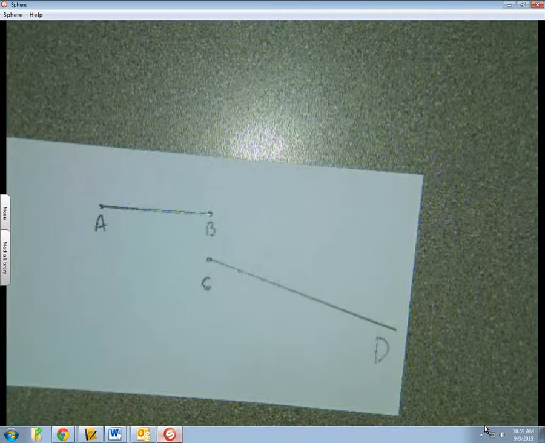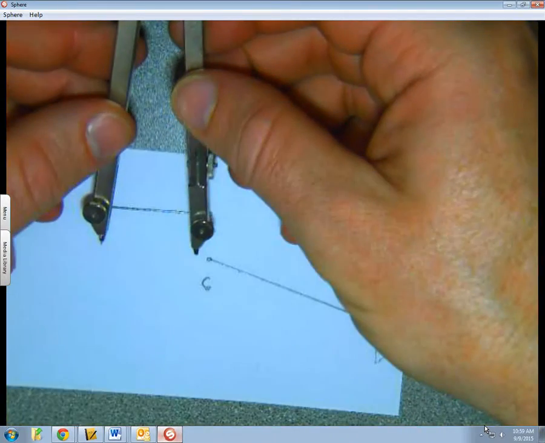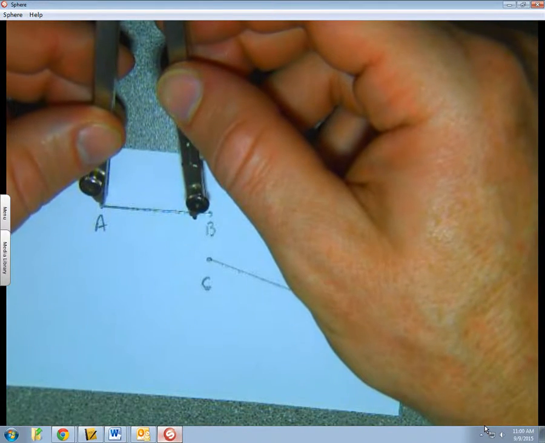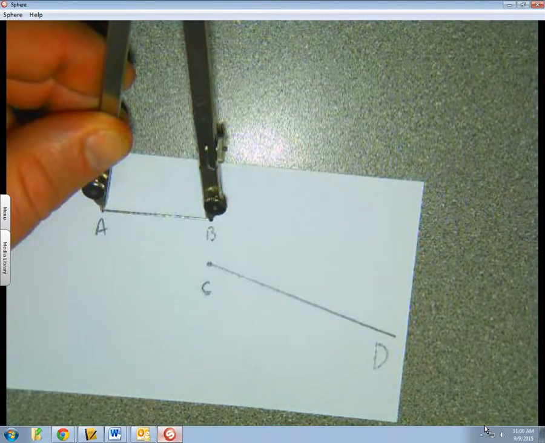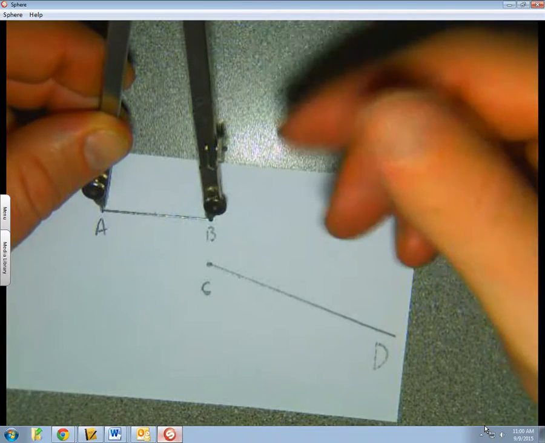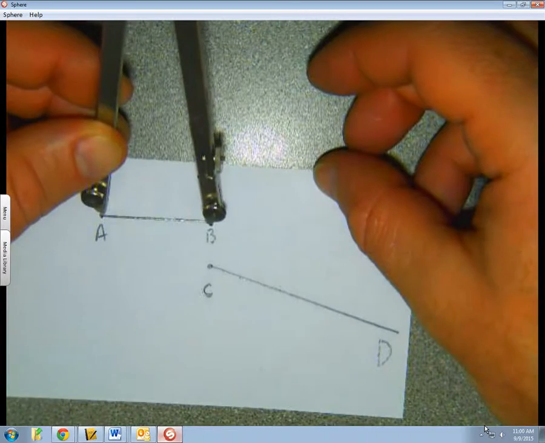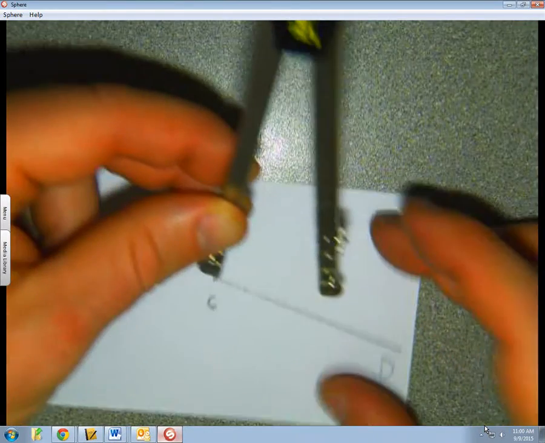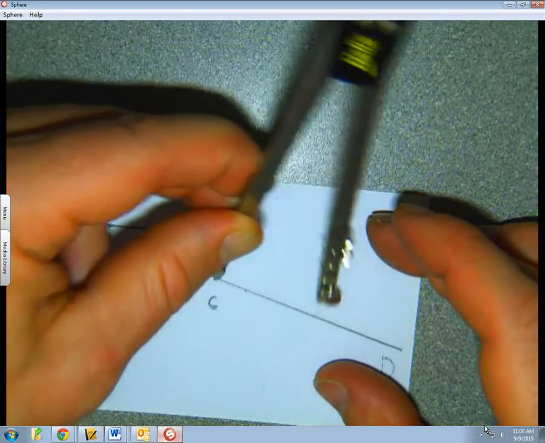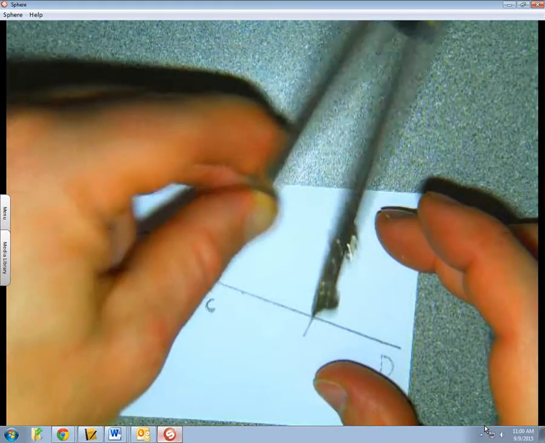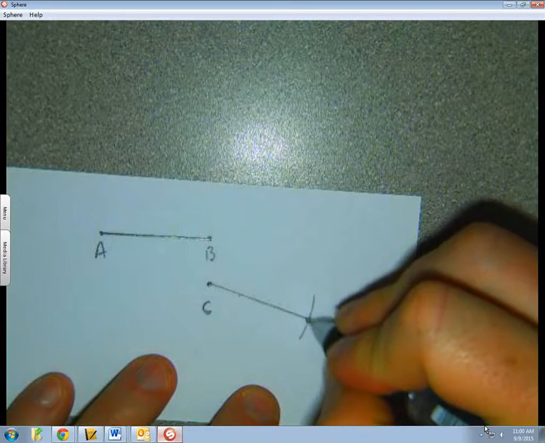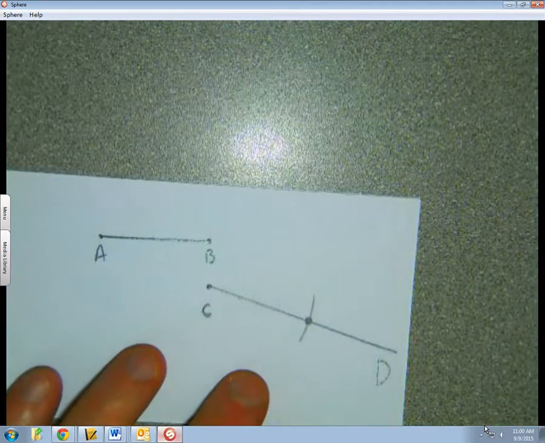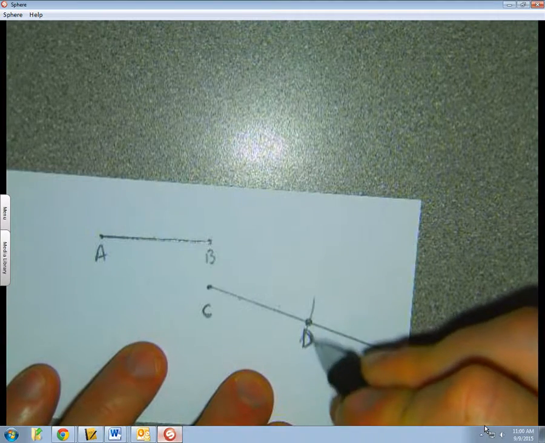Now I have my original segment and my longer new segment, and I'm going to get out my compass and use it to measure the length of the original segment. Okay, so I have it measured. As long as I don't change how far open it is, I can just take it right here and mark what I've got on my new segment. There I go. That should be point D proper. Then I'm going to get rid of all this other stuff.